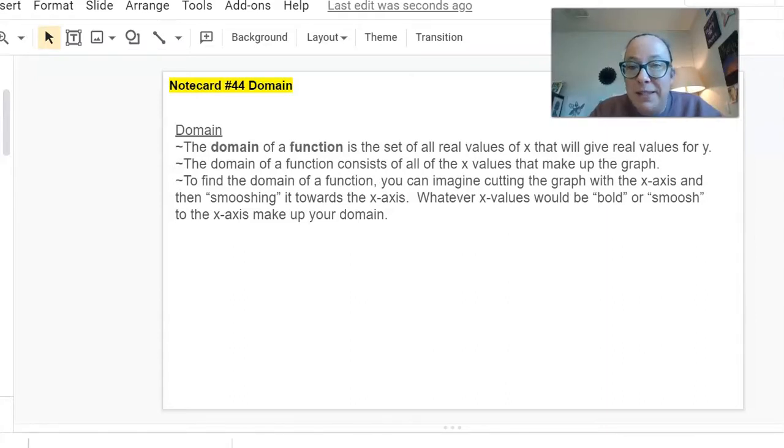And then the Sharpism. That's what I call a Sharpism. You won't find this in a textbook, but this is how I explain it. To find the domain of a function, you can imagine cutting the graph with the x-axis and then smushing it towards the x-axis. Whatever x values will be smushed to the x-axis make up your domain. That will not make sense to you until I do some examples, but that's what I'll be talking about, smushing. I know that's weird, but smushing, all right? So pause me and finish up note card 44.